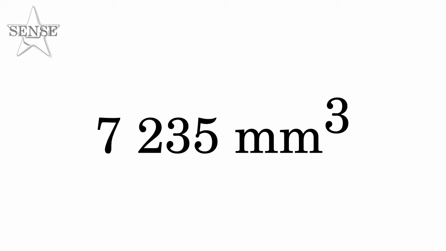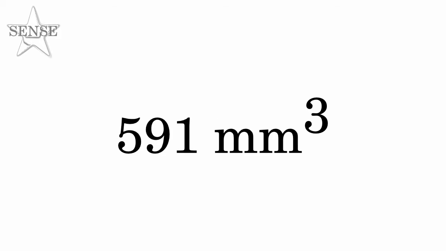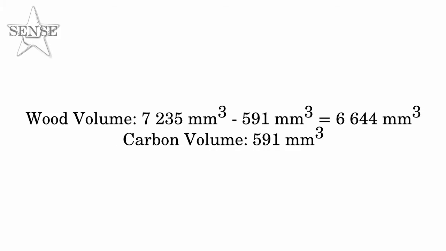Using the same formula, we can get this inner cylinder as a volume of 591 cubic millimeters. Thus, the volume of each part is. With that, we can now estimate the atoms. Wood is, of course, a complex set of molecules composed of many different types of atoms, and bonding between them complicates things significantly, but we're only interested in the rough model.